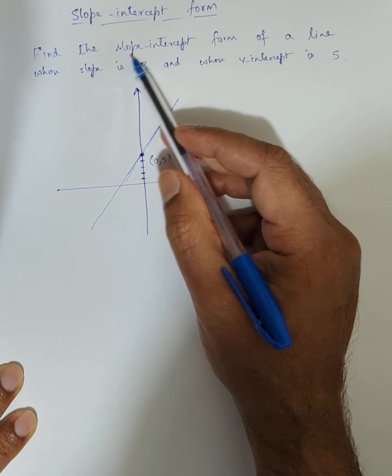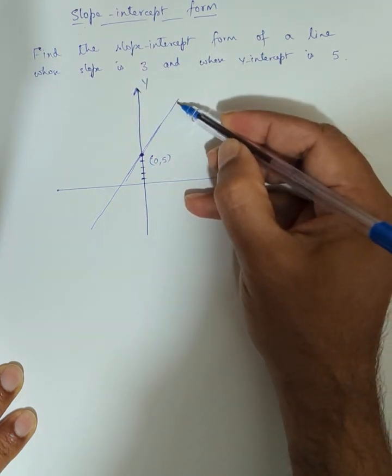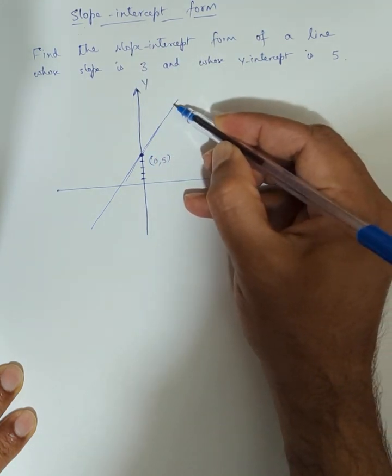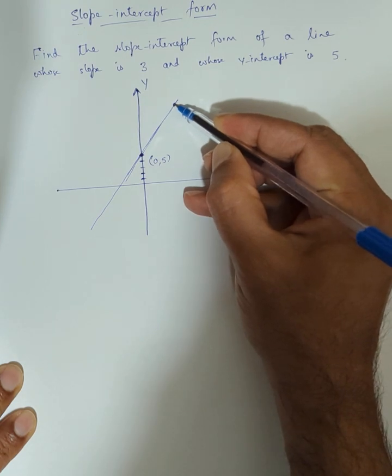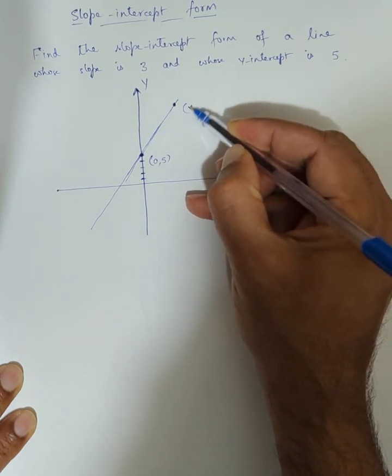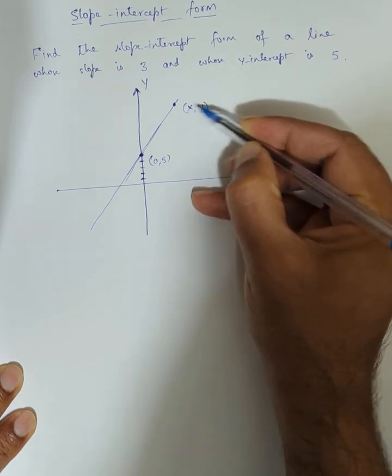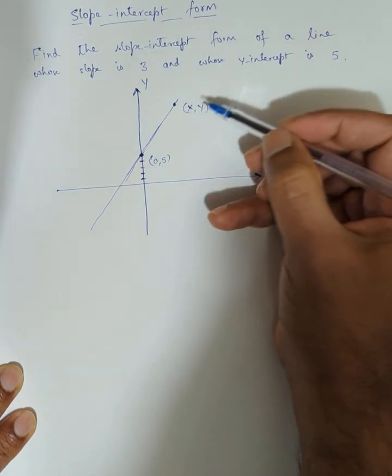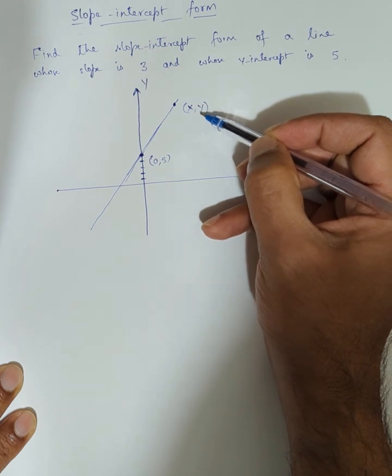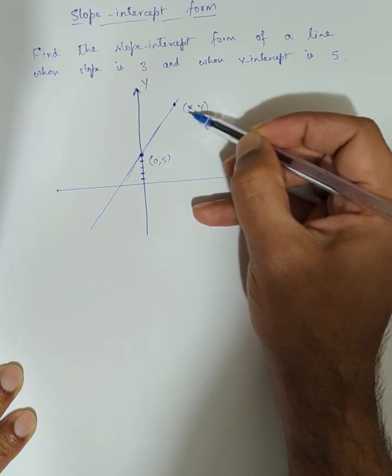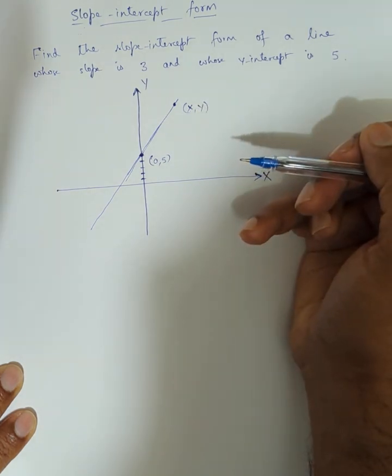And what we are trying to find is if you pick any point on the line, say x comma y, every point has 2 coordinates, an x coordinate and a y coordinate. And you got to find the relationship between the x and y coordinates.